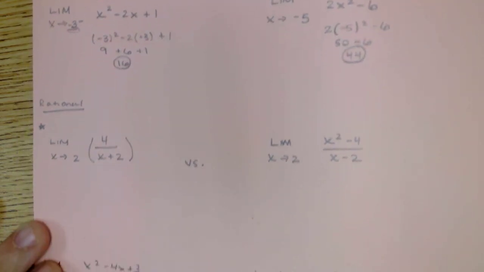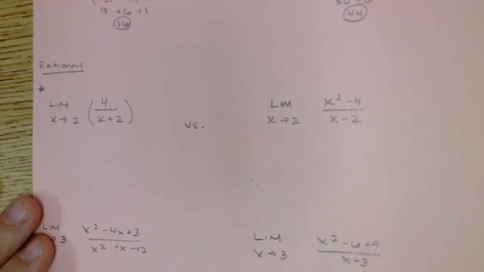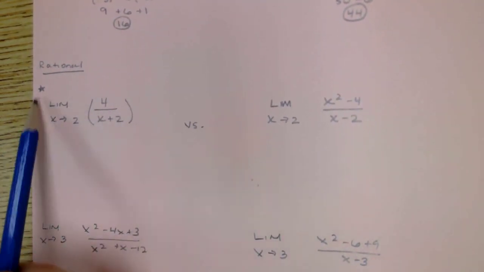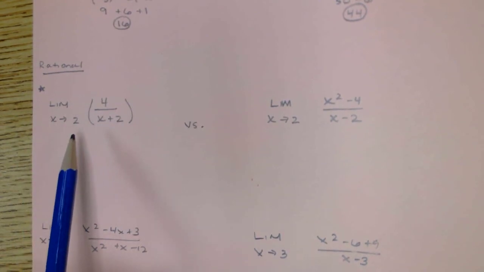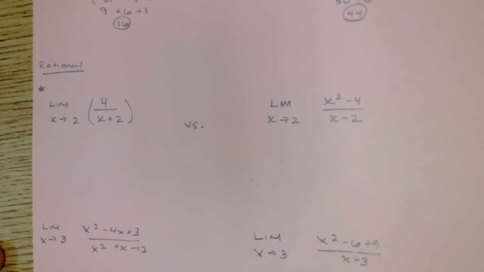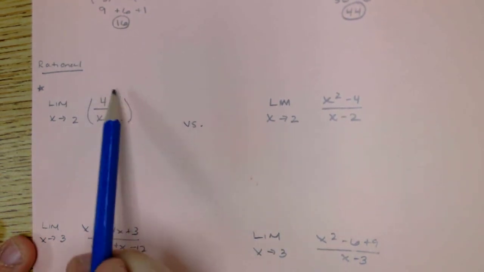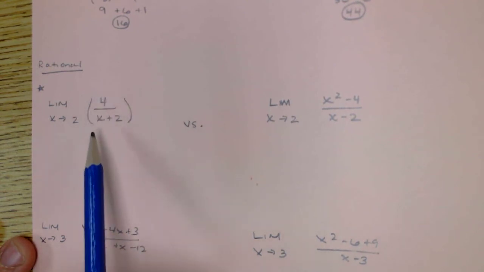We've also seen some examples of rational functions. Okay? So I have a star by this first one because every time we approach a problem, we want to think to ourselves, is this polynomial? Is this absolute value? Is this a step function? Is it a piecewise function? Or in this case, is it a rational function?